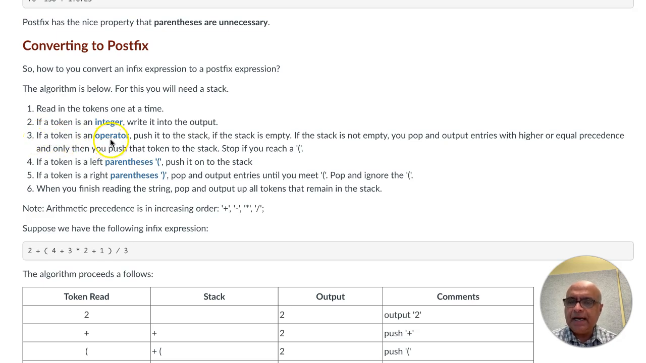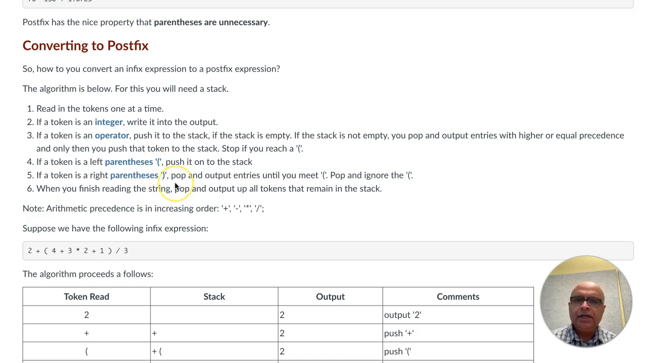If the token is an operator, plus, multiply, divide, whatever, you push it onto a stack that you are maintaining, if the stack is empty, right? If the stack is not empty, you pop the stack and output whatever is on the stack which are operators of equal or higher precedence, right? And when you're done with that, then you push the operator onto the stack, right? If the token is a left parenthesis, you push it on the stack.